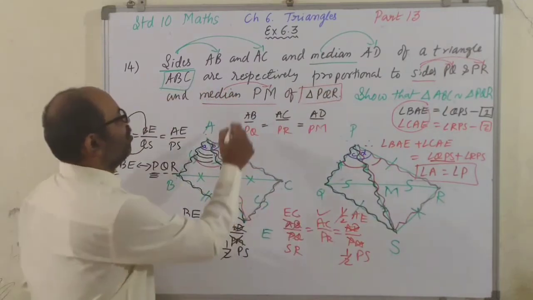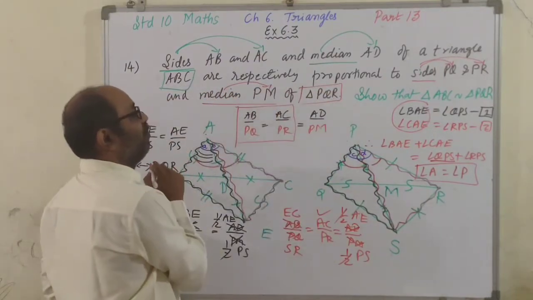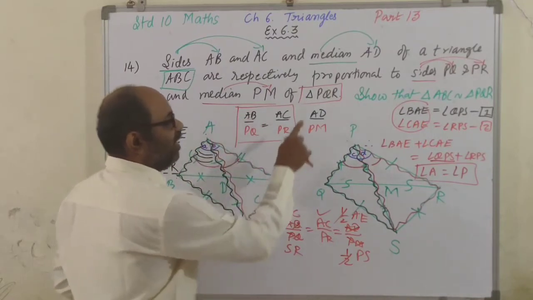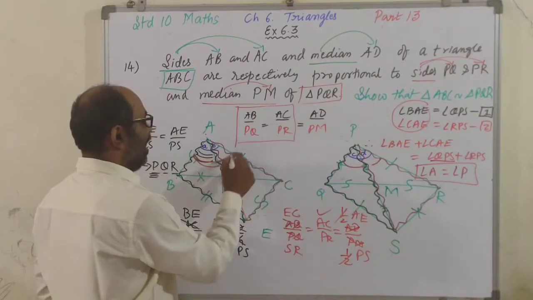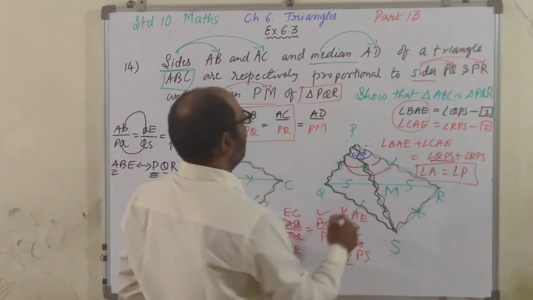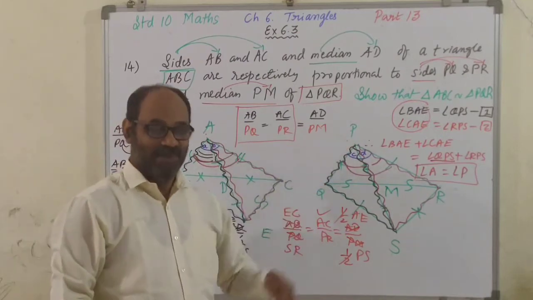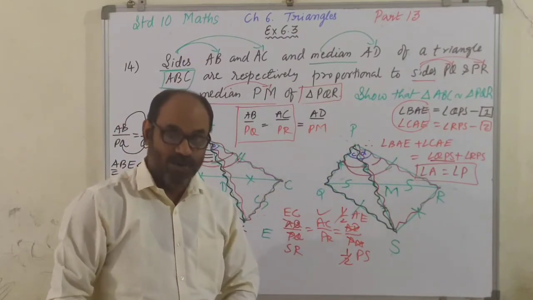Angle A equals angle P. Now you use this again, one more time: AB upon PQ is equal to AC upon PR and angle A equal to angle P. So by SAS, triangle ABC is similar to triangle PQR. I hope you've got it.